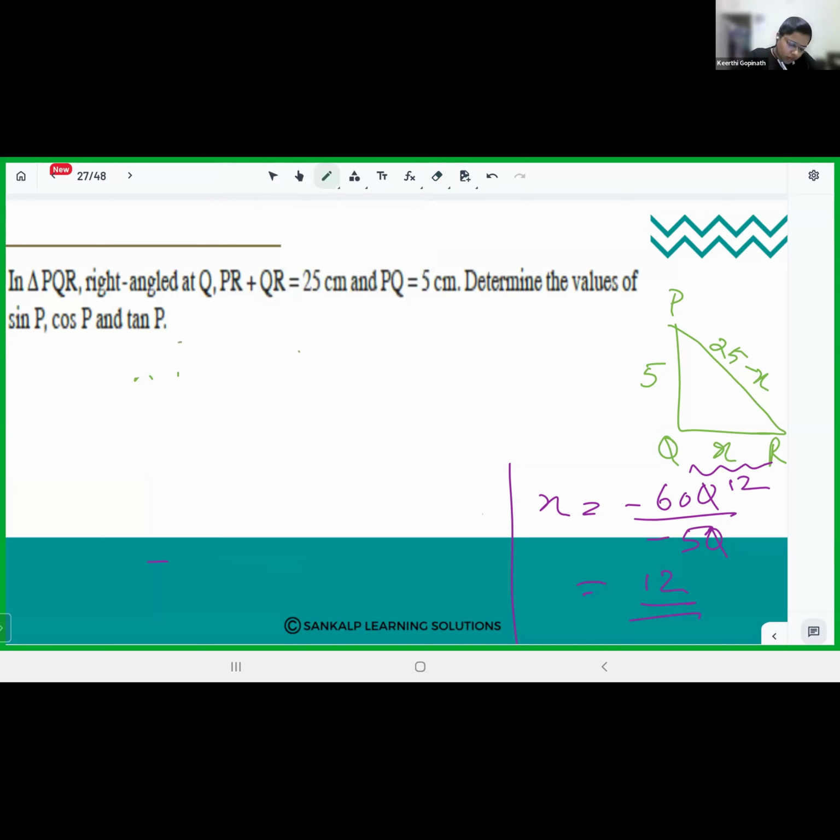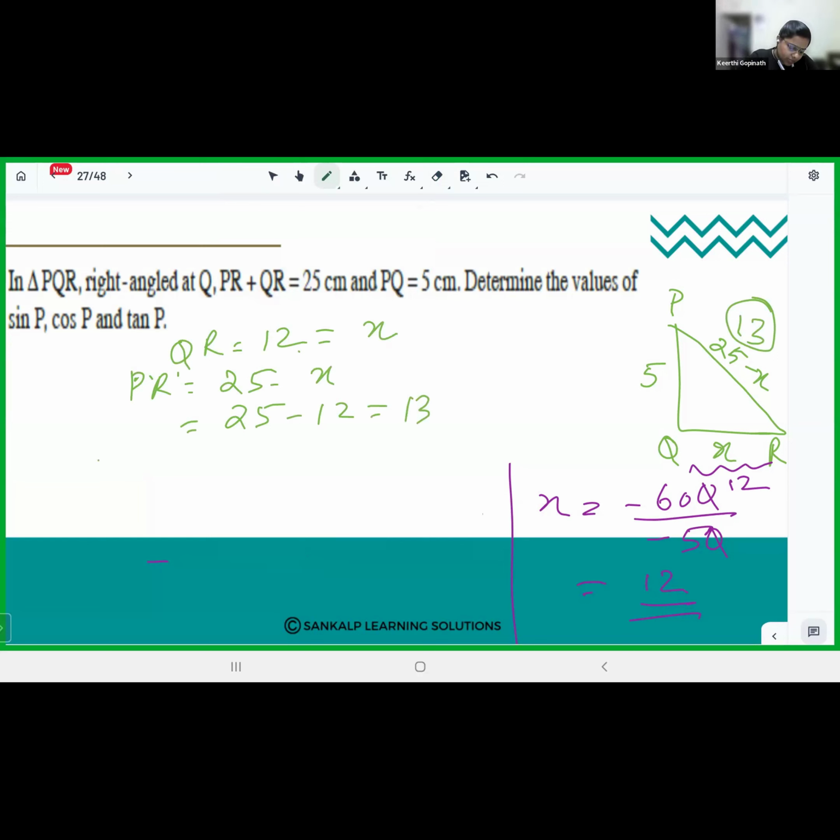QR is equal to 12 centimeters. So PR was 25 minus x, right? Here this one is x. So 25 minus 12 is equal to 13. So the value of the hypotenuse is 13 and the value of QR is 12.